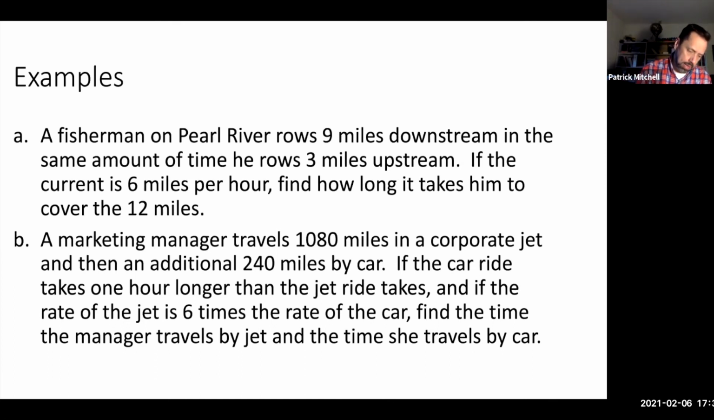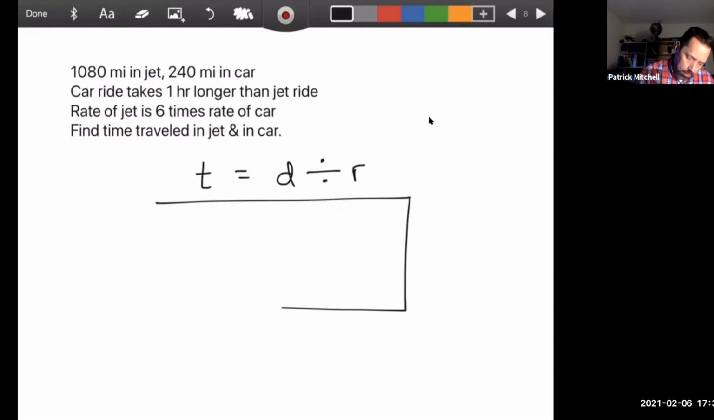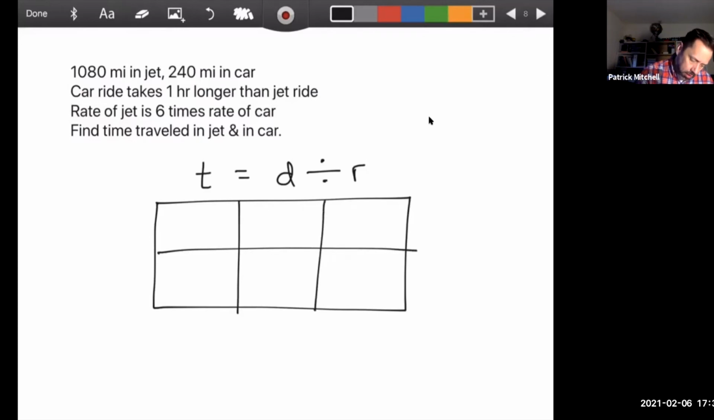Okay, so one last time. Let me bring you over to the tablet. All right, so I've summarized the problem here. So we'll set it up the same way that we set up the last one. T equals D divided by R. And this time the 2 parts of the trip are the jet ride and the car ride. All right, she traveled 1,080 miles in the jet and 240 miles in the car.